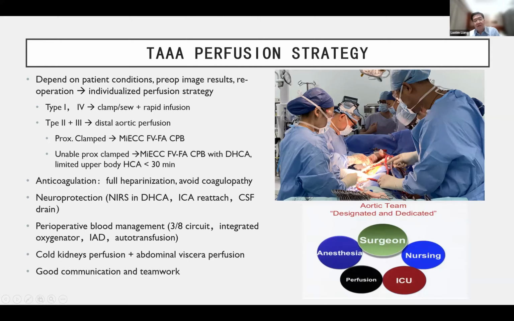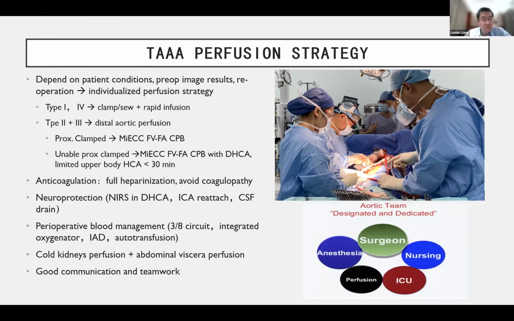So to summarize, the thoracoabdominal aortic perfusion strategy we use is based on the patient's condition, the pre-op radiology results, and whether the patient had previous surgery or reoperation. We individualize the perfusion strategy. For type 1 or type 4, which are more limited to the thoracic or abdominal aorta, we're not using any extracorporeal circulation. We just use clamp and sew with rapid infusion.